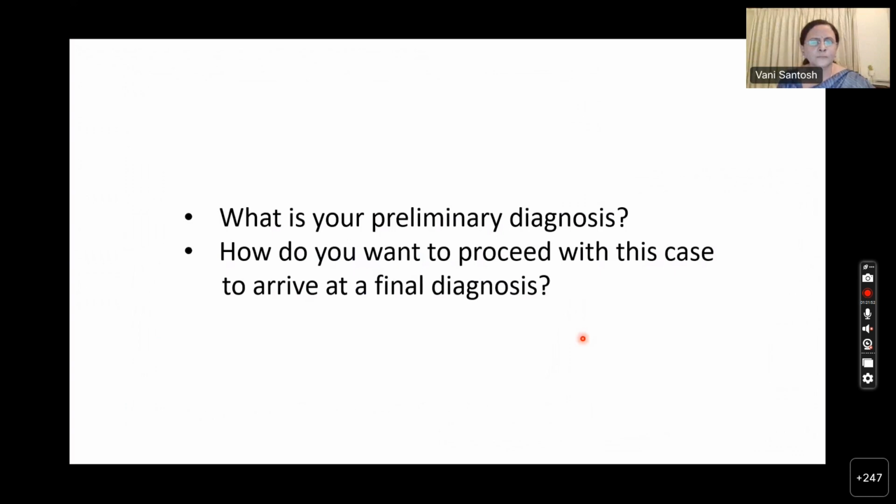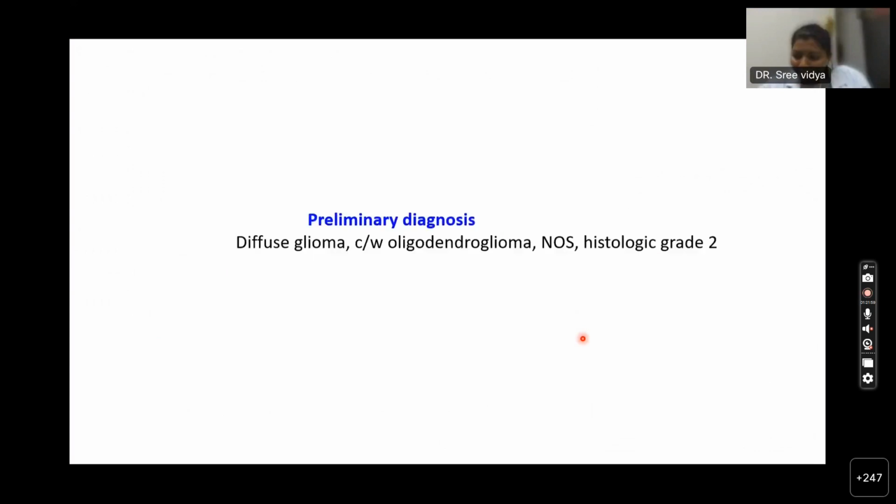Ma'am, preliminary diagnosis is oligodendroglioma. Very good. But do we want to use the term NOS? Yes. We use the term because this is a histological diagnosis. Now we don't have any molecular markers. It's a molecularly defined tumor, and now we have only histology, isn't it? So it is diffuse glioma compatible with oligodendroglioma, NOS. Histologic grade is 2 because you said that it is low grade. Low grade. So I agree with you on that.